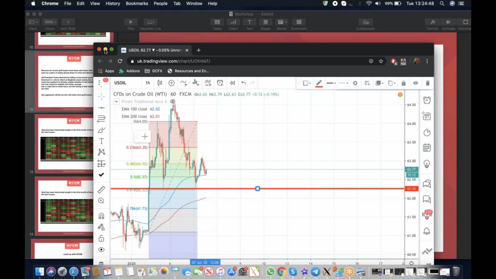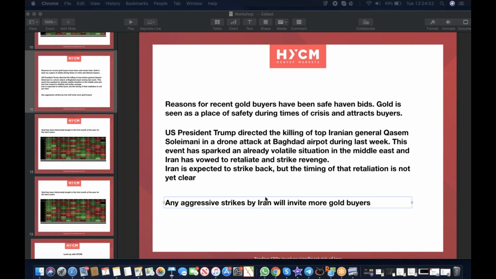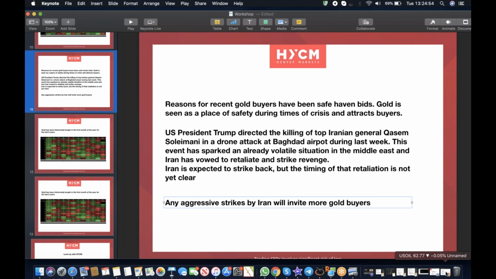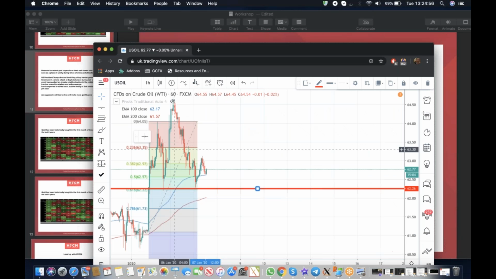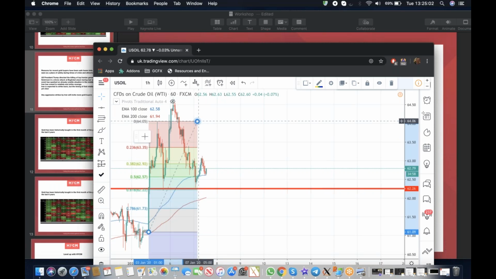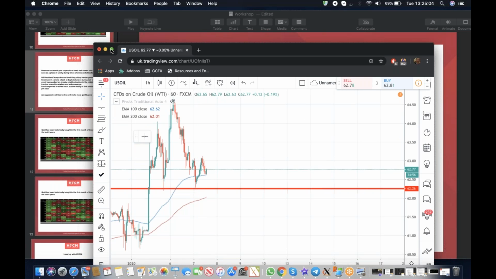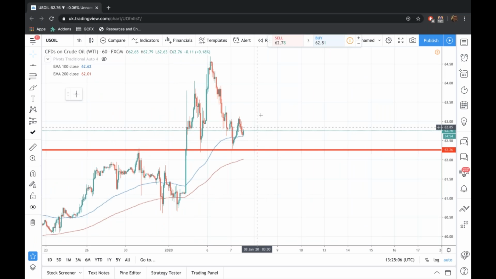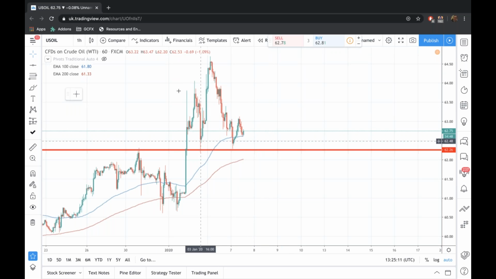So I took profits on my oil longs, but with any aggressive strikes, we're likely to get another move, another leg higher. So what I'm looking for now is market moves. Now, let's say, for the sake of argument, there is some further aggressive move and price spikes up again. Say it spikes up to 60, 65, and you get a similar kind of price action.